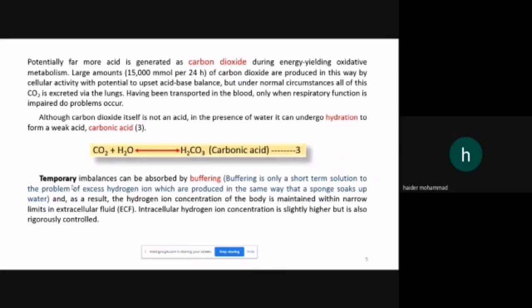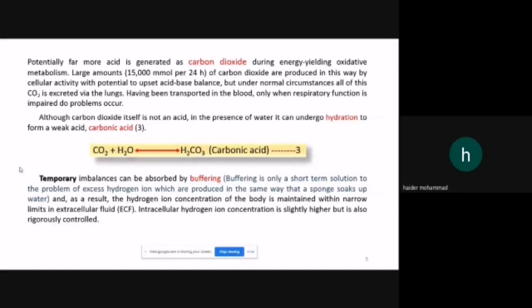إذا عندنا two steps. Okay, the buffering is only a short-term solution to the problem of excess hydrogen ions which are produced, in the same way that a sponge sucks up water. إذا the buffering system will remove the excess amount of hydrogen ions temporarily, acting exactly as a sponge soaks up water. يعني مثل الاسفنجة تمتص الهيدروجين ions، ما تسوي removing يعني تطلع خارج الجسم as for instance the kidney. إذا هو temporary just for the sudden increase in the hydrogen ion concentration. Okay.